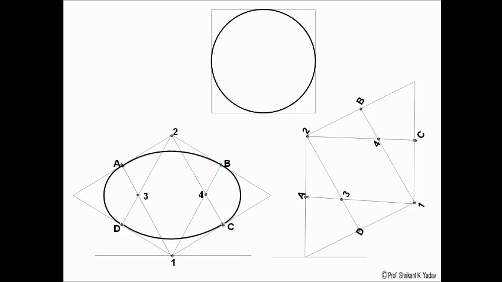So by using 1 as a center and 1A as a radius, we will complete arc AB. Then by using 2 as a center and 2C as a radius, we will complete the arc from D to C. Then 3 as a center and 3A as a radius will complete arc AD, and finally 4 as a center and 4B as a radius will complete arc B to C. So like this you can transfer the circle onto the vertical isometric plane.